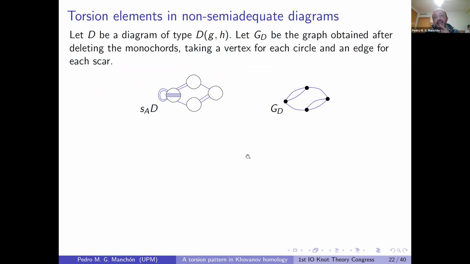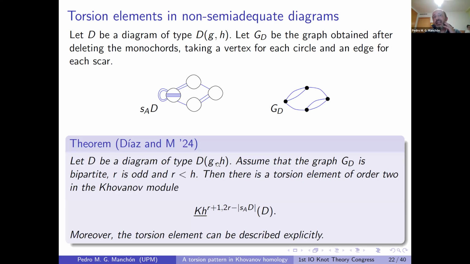Now we will see the main result of this talk. Let D be a diagram of type DGH, and let GD be the graph that starts with the A smoothing, deletes the monochords, and takes a vertex for each circle. So this is the graph GD. Assuming that this is a diagram of type DGH, if GD is bipartite and R is an odd integer less than H, then we have two torsion. And in fact, the torsion appears in indices i equal to R plus 1 and j equal to 2R minus the number of circles in the A smoothing.